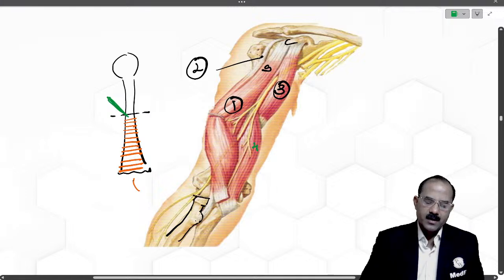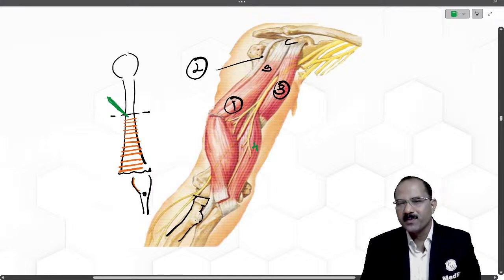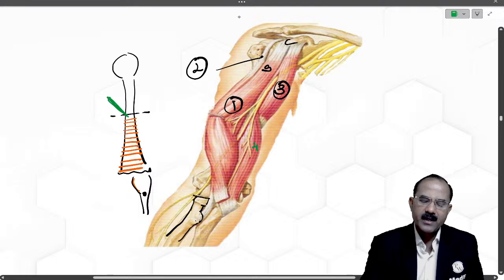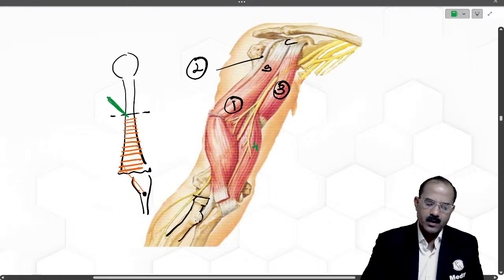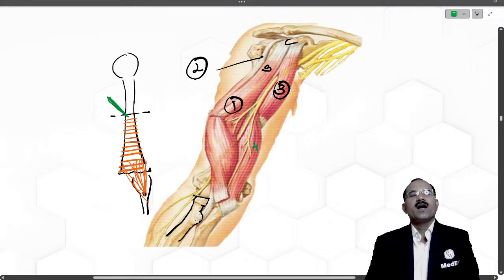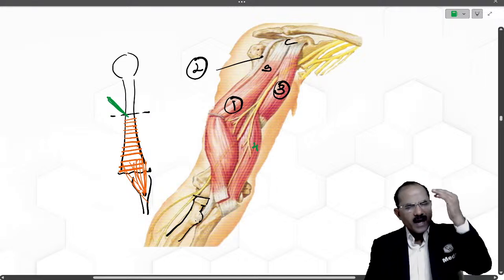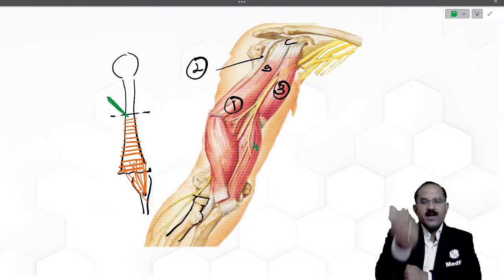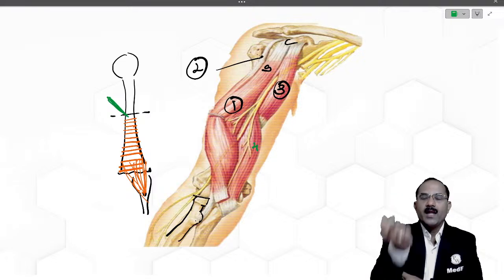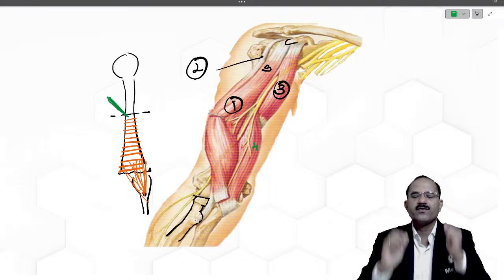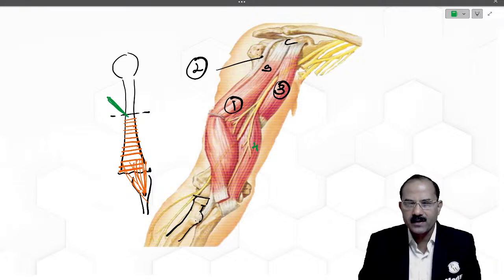I'll draw this as the ulna here. And what is this on the ulna? The ulnar tuberosity. Brachialis is inserted on the ulnar tuberosity. What is the action of brachialis? It is the chief flexor of the elbow joint, right? That's brachialis.